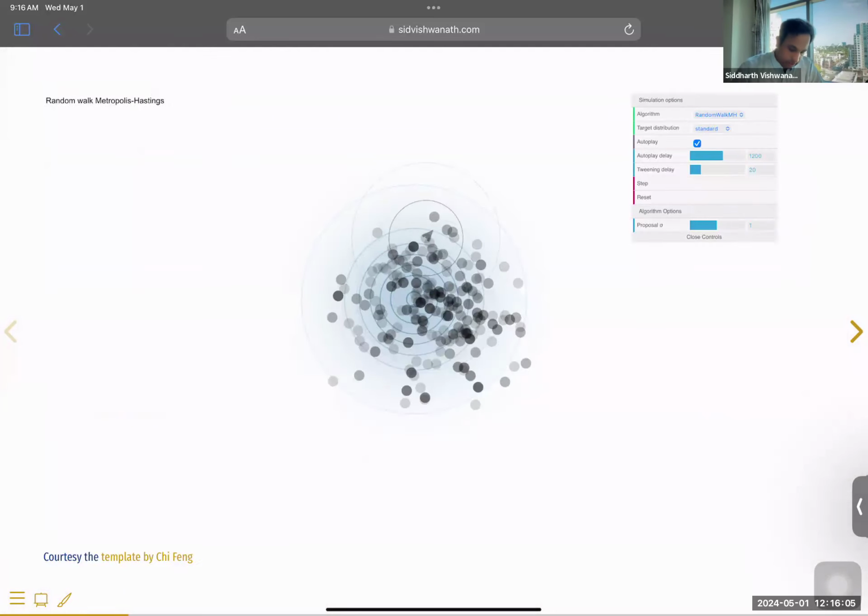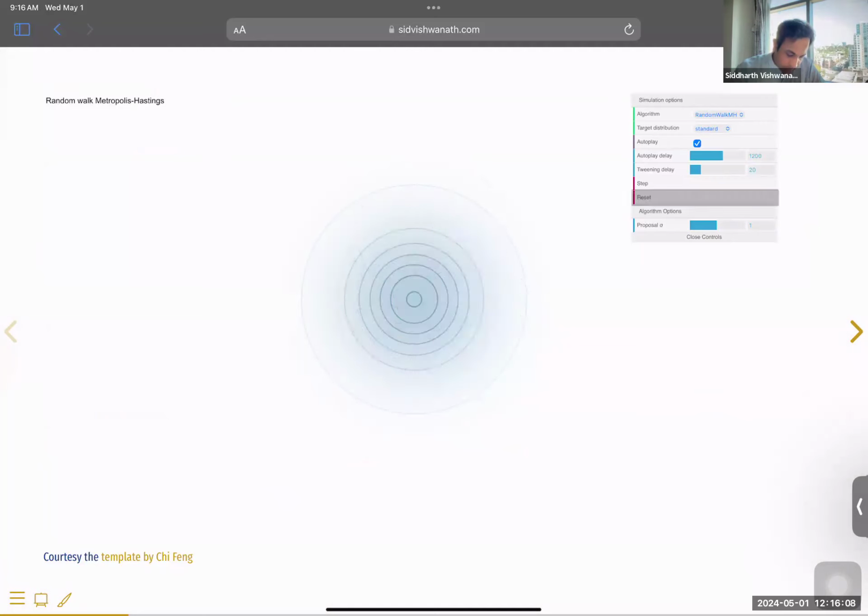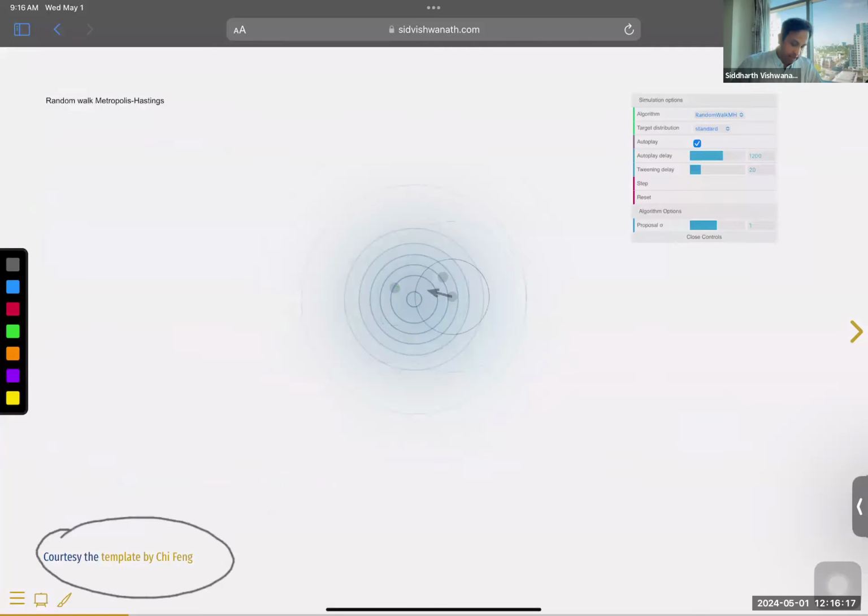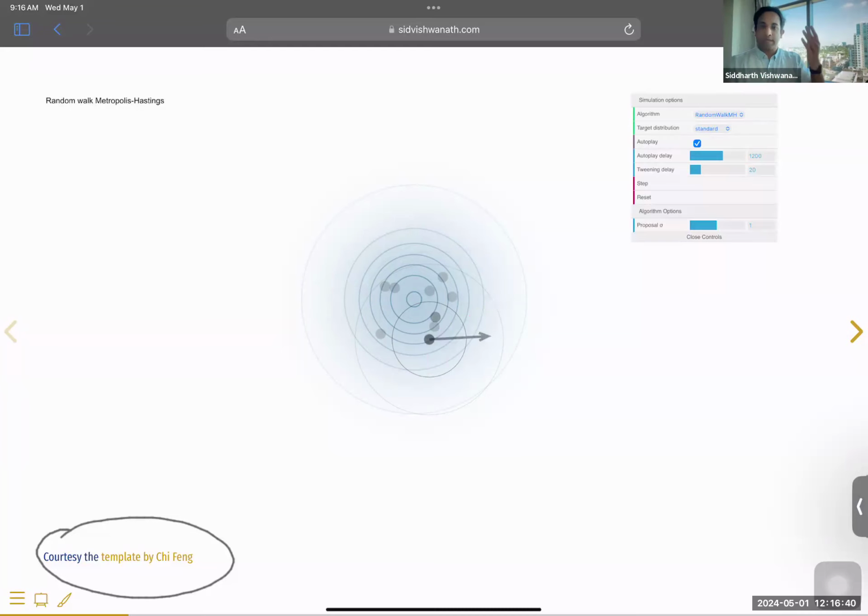Okay, so the classical random walk Metropolis. This is an illustration using this excellent template that Chi Fong has created online to visualize these samplers. If your target distribution is, in this case, strongly log concave, then the random walk Metropolis is going to do a really good job sampling from this distribution, especially in low dimensions, like the two-dimensional target distribution that you see over here.